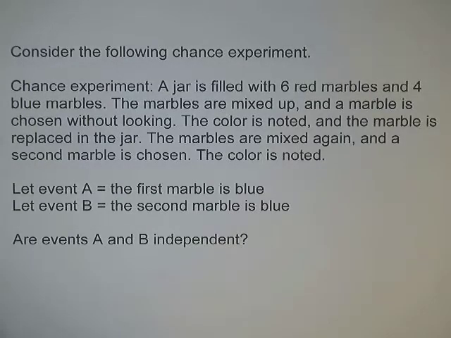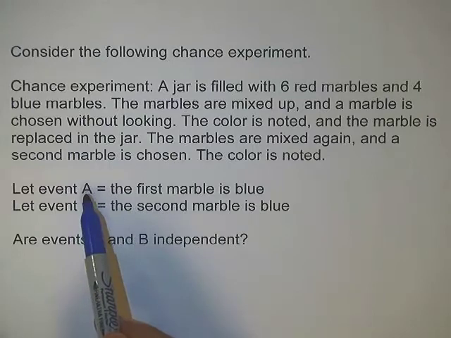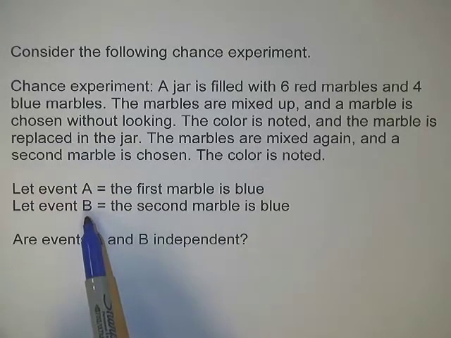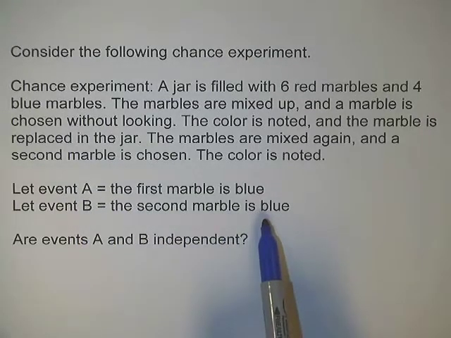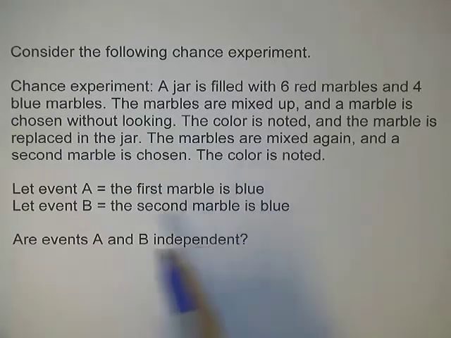So we're going to let event A be the event that the first marble is blue, and let event B be that the second marble is blue. So first of all, are events A and B independent? Okay. So if we know that A occurs, does that affect the probability of B, the probability of getting a blue marble? And I would say no.